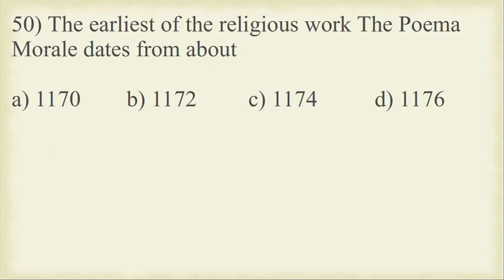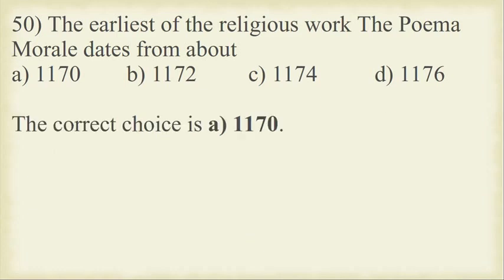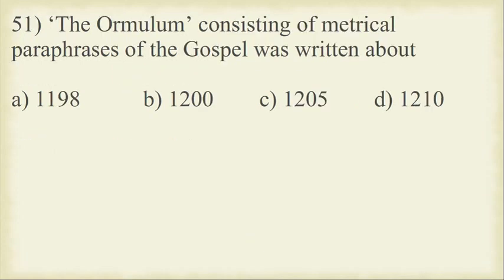Question number 50. The earliest of the religious works, the Poema Morale, dates from about option A 1170, option B 1172, option C 1174, option D 1176. The correct choice is A, 1170.